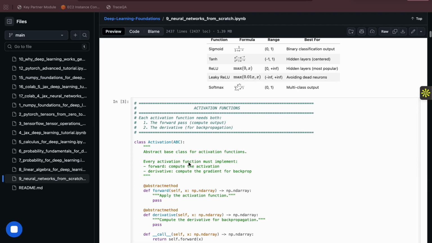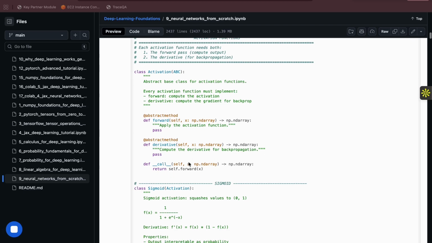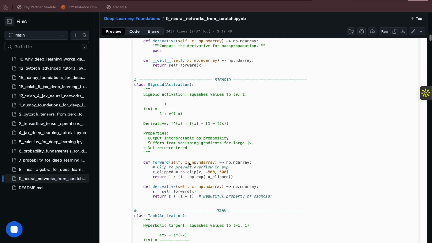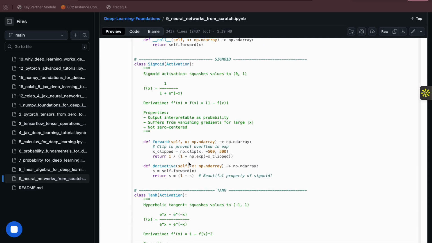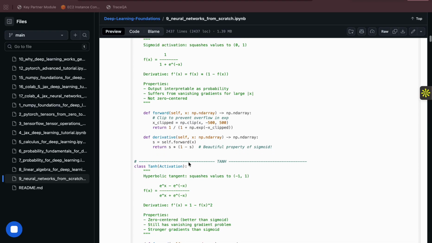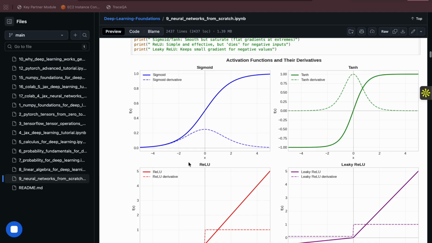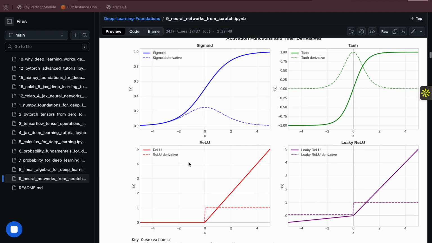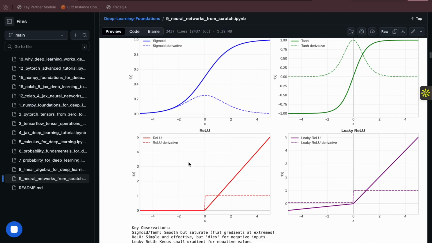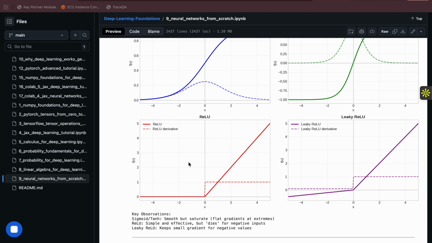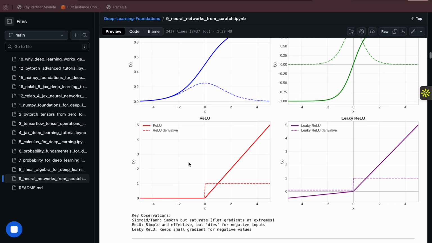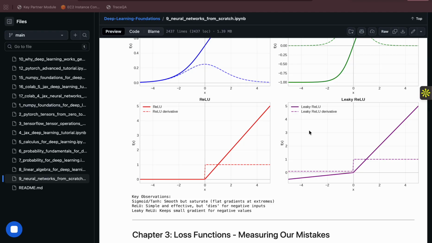Here we define the activation function classes such as sigmoid, tanh, ReLU, Leaky ReLU, and softmax, with forward and derivative methods. Here is the visualization for 4 activation functions and their derivatives across the input range -5 to 5. In the output it shows characteristic curves: sigmoid and tanh saturate, and ReLU is piecewise linear.